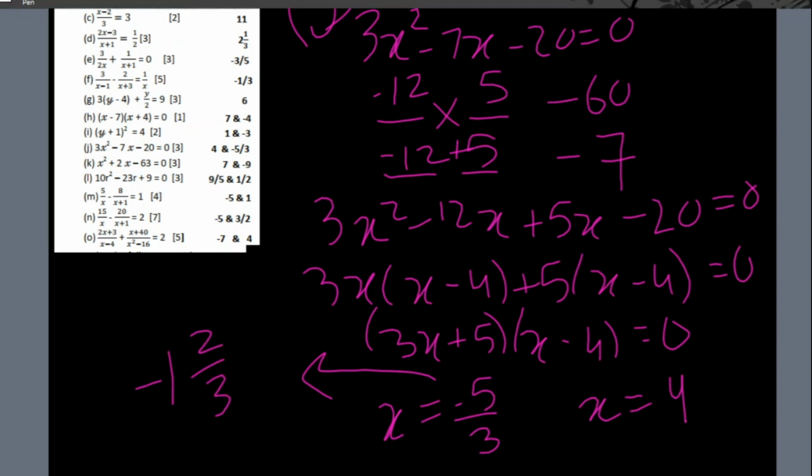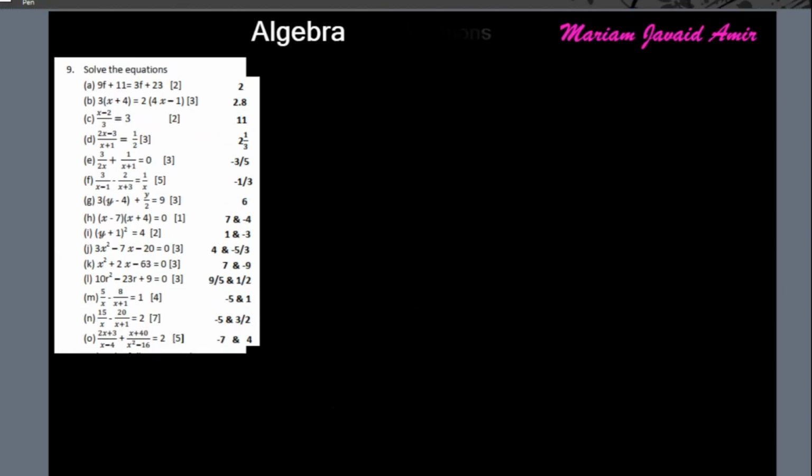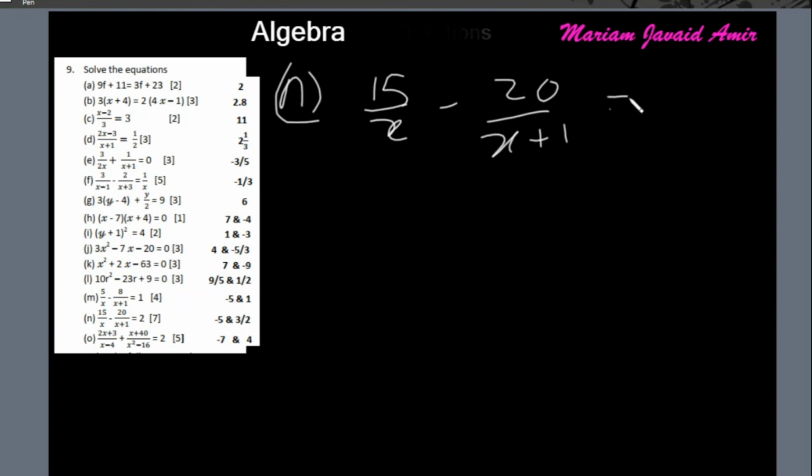Okay, I'm not going to do parts K and L because they're exactly like part J. Next, even in part M, you'll first take LCM and then rearrange. You'll get a quadratic equation, you'll do middle term breaking and you'll get the answer. Let me do part N since it's for 7 marks, so it might have something tricky in it that should be discussed. Okay, so let's see.